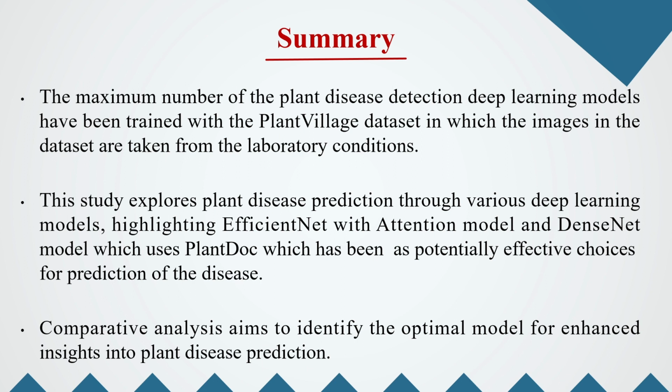AlexNet is one of the early deep learning convolutional neural networks that helped to kickstart the deep learning revolution. It has a relatively shallow architecture compared to more modern models. In summary, the maximum number of plant disease detection deep learning models have been trained with the PlantVillage dataset, in which the images are taken under laboratory conditions, where the background of the images is plain and only a single leaf is present in the image.